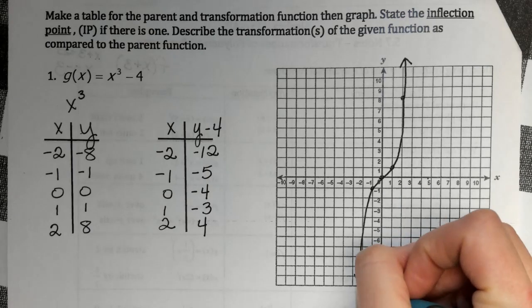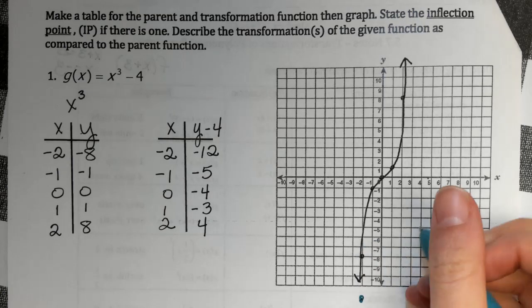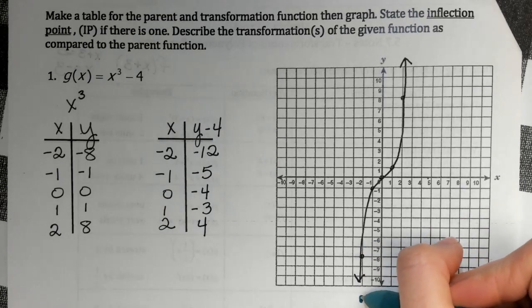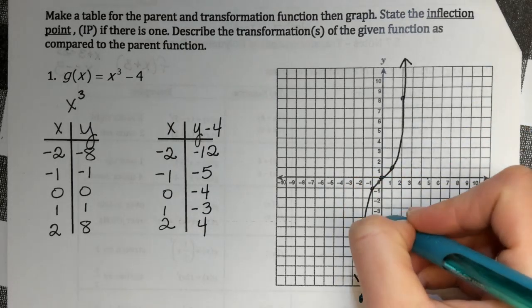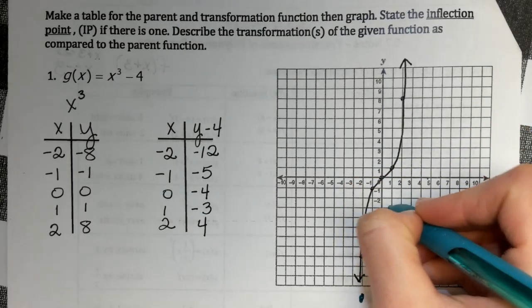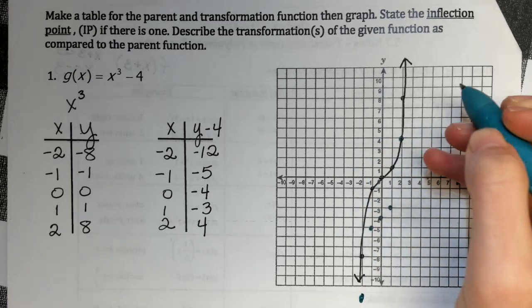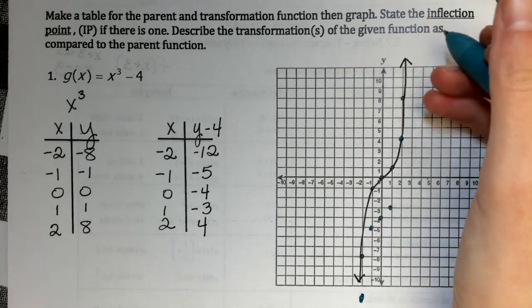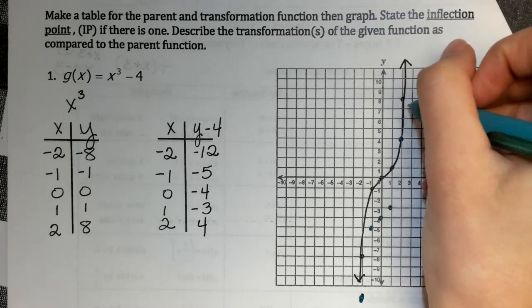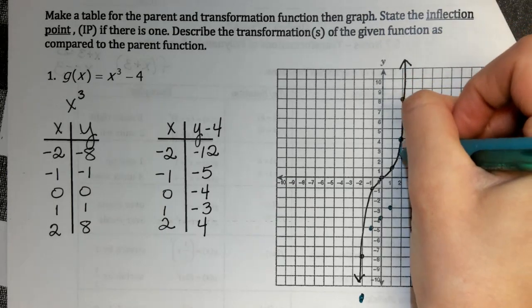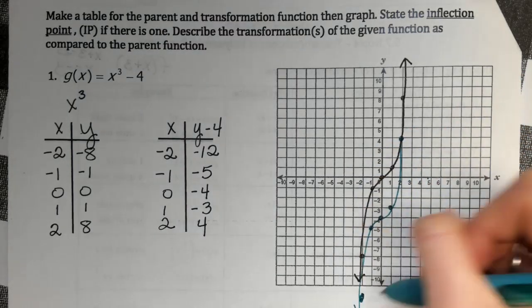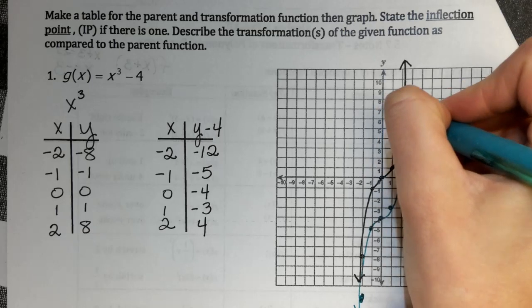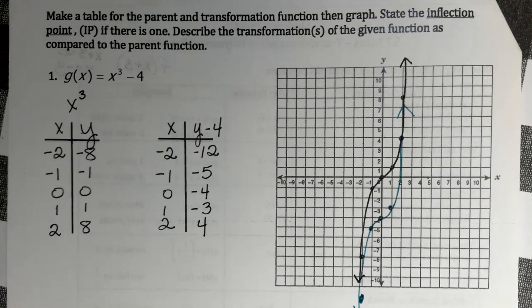Now my -2, -12, I know is going to be somewhere below. I probably did that too low because it goes to -11. Draw your graph as accurate as possible, but it's okay if it's not perfect.